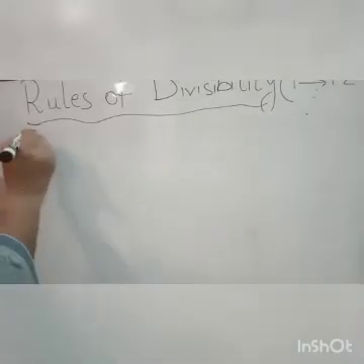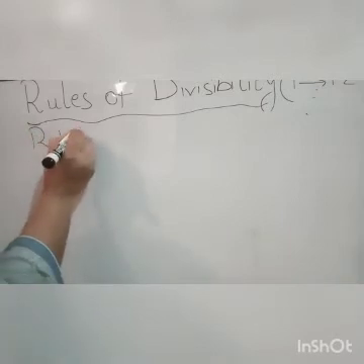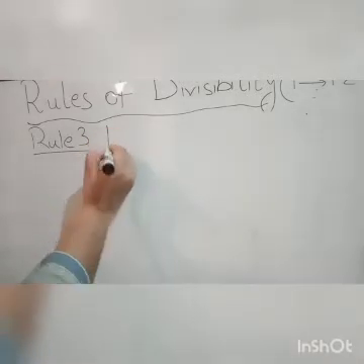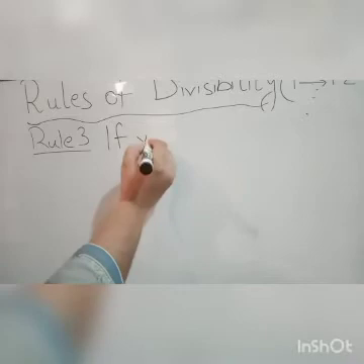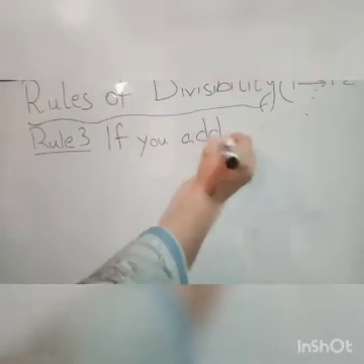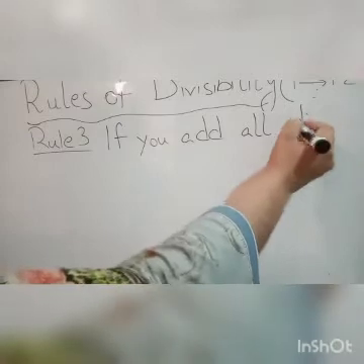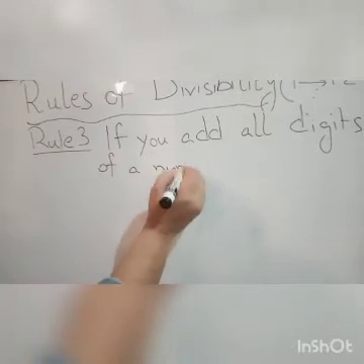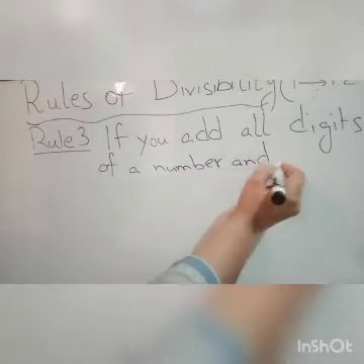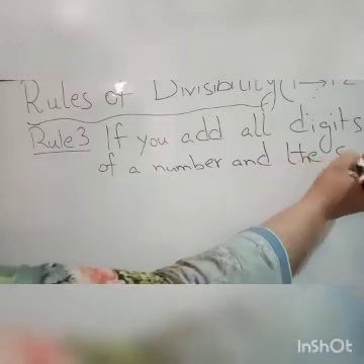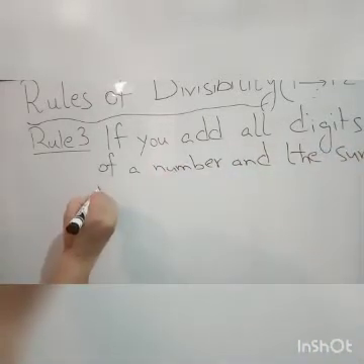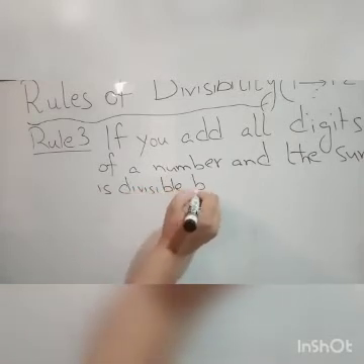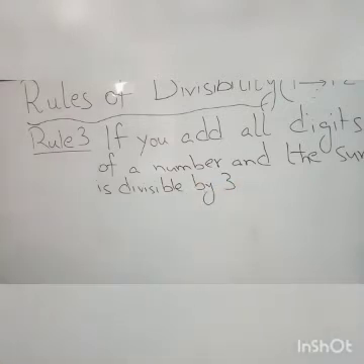Now the next rule is the rule for the number 3. The rule for number 3 says that if you add all the digits of a number and the sum is divisible by 3, then that number is divisible by 3.